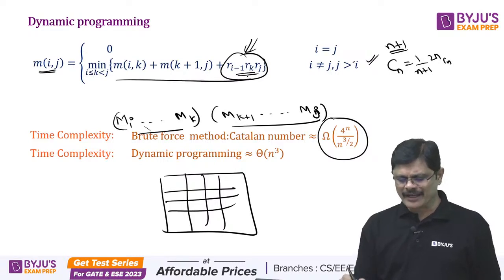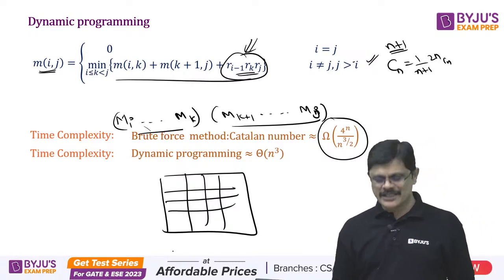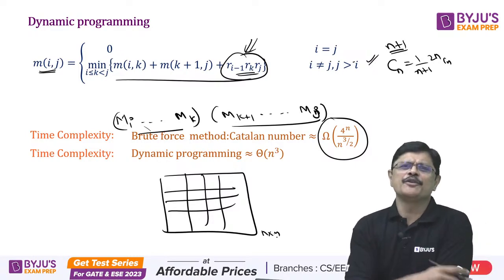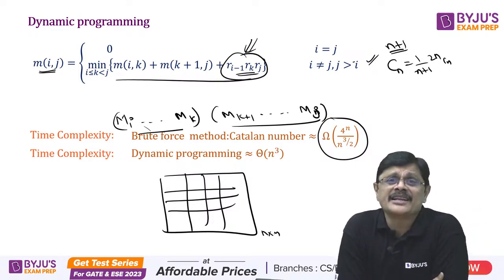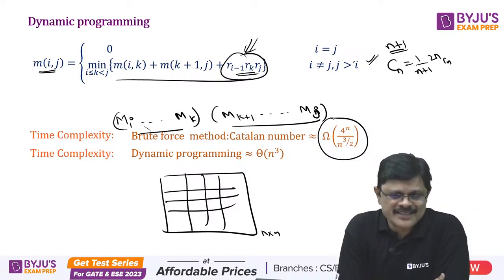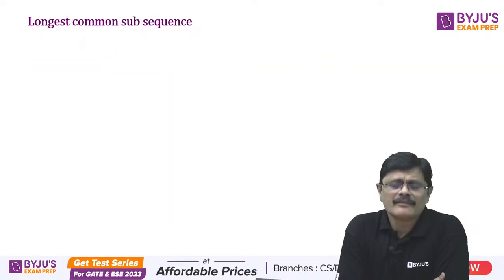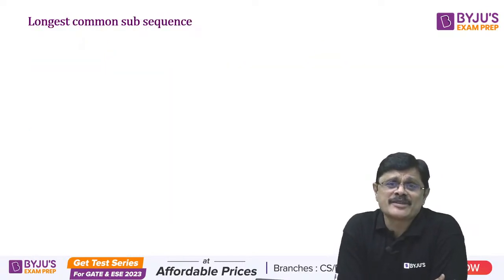This formula will give you the answer. We are just going to use this n by n matrix, and we need to fill the elements, my dear friends, and it can be done in theta n cube complexity. Am I clear? The next one is the longest common subsequence problem.